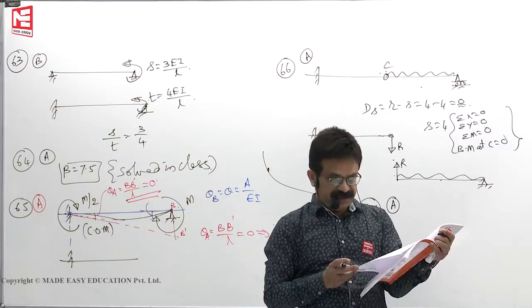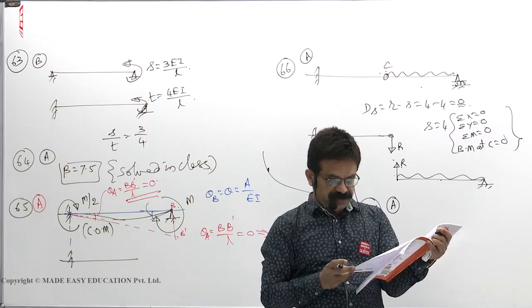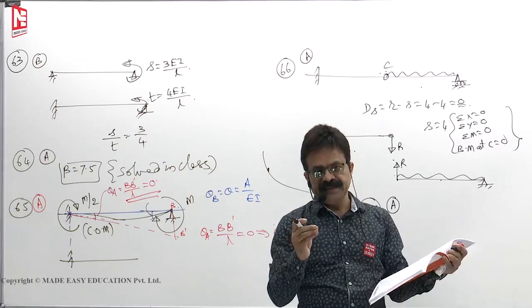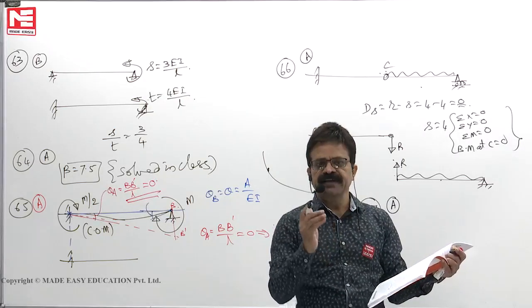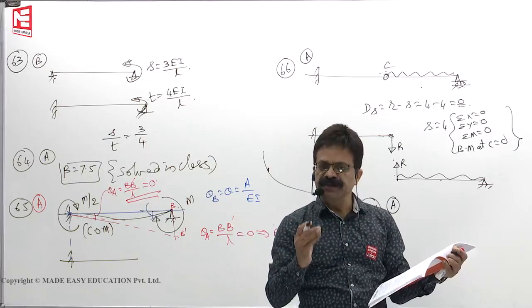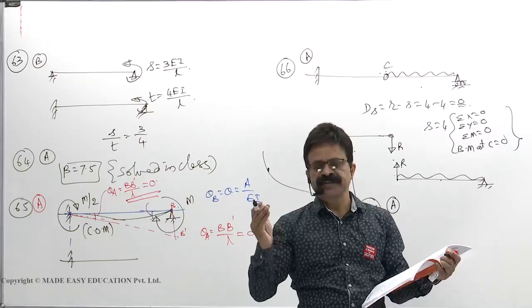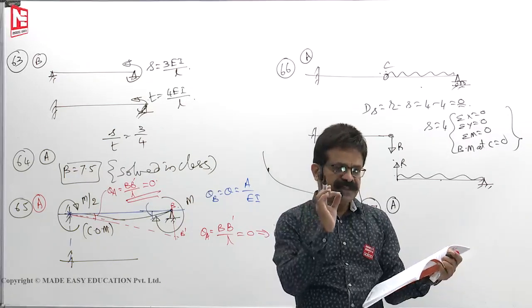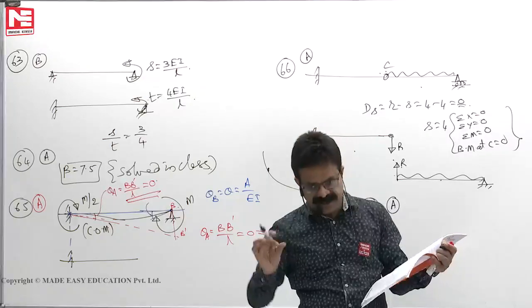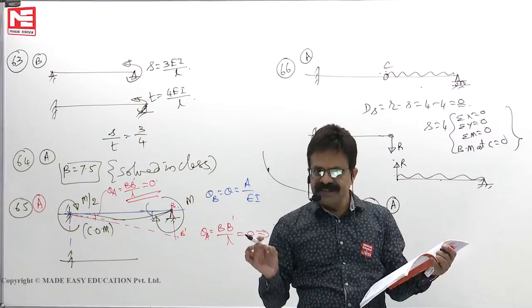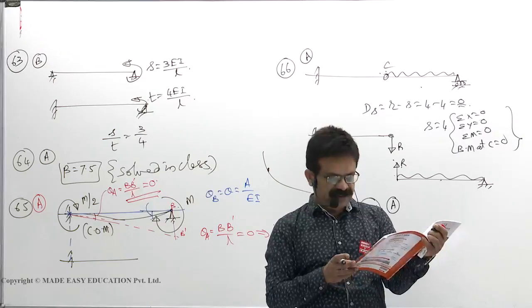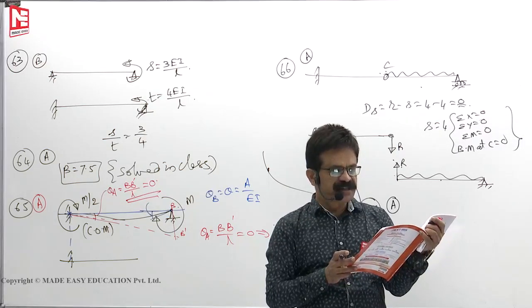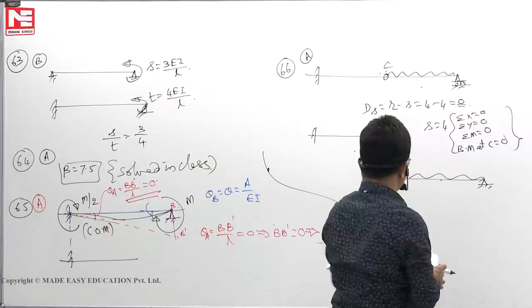Correct. Reason is correct because if you know theta A and theta B, the rotations, I can find MAB equals MFAB plus 2EI by L into 2 theta A plus theta B minus 3 delta by L. That means end moment is computed based on the end rotations. Reason is correct, but assertion is wrong. It is not a force method. So A is false, R is true means D is the correct answer.